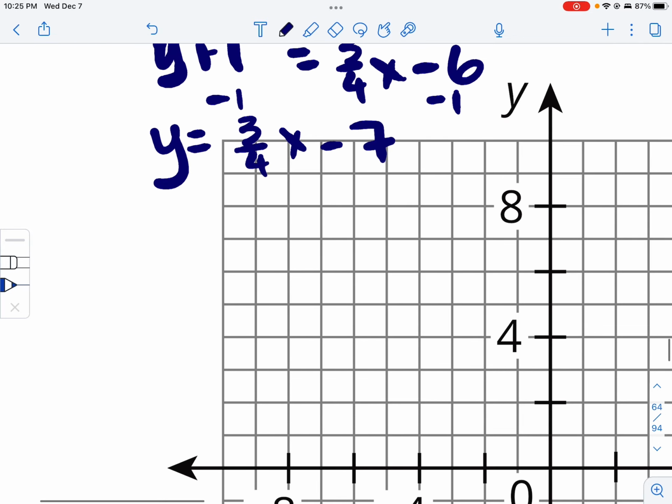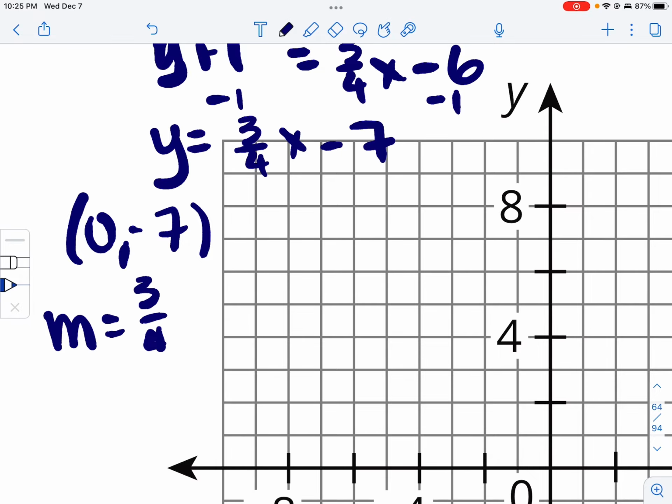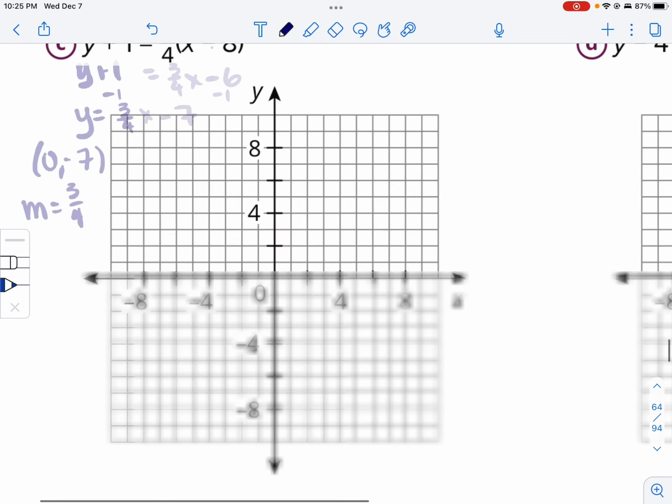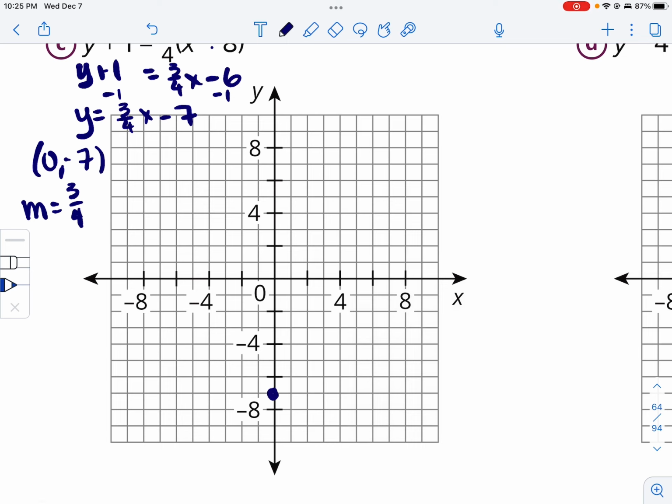So my y-intercept on this is 0, -7. My slope on this is 3/4. So I'm going to come down here to 0, -7. Plot a point. This is nice positive. I'm going to go up 1, 2, 3, and over 1, 2, 3, 4. I could have gone down 1, 2, 3, and over 1, 2, 3, 4. And then I draw a line. Hopefully you're using rulers, and there we have it.